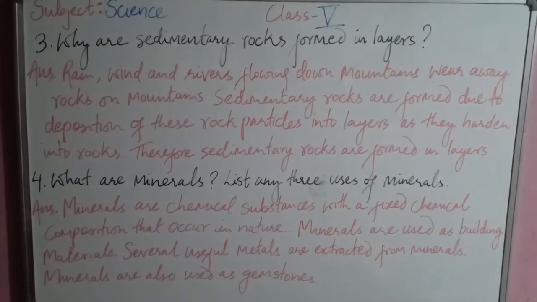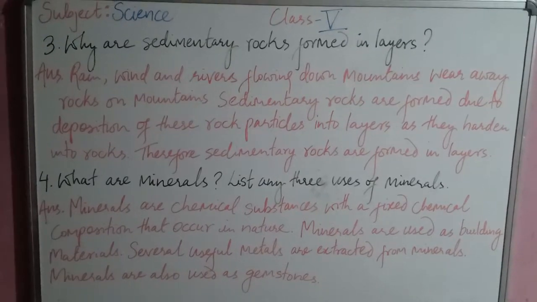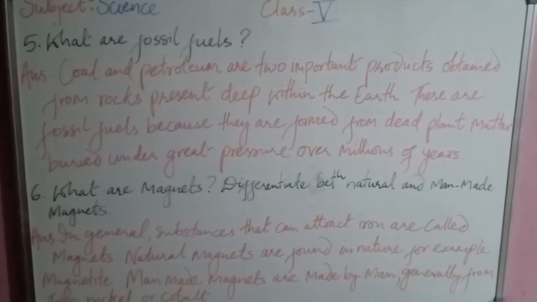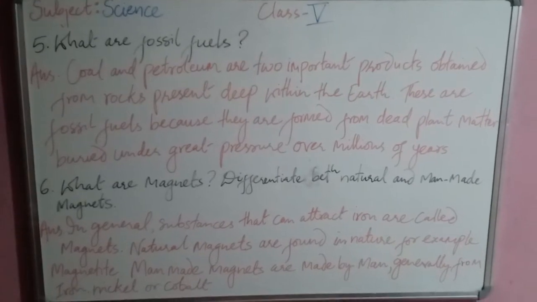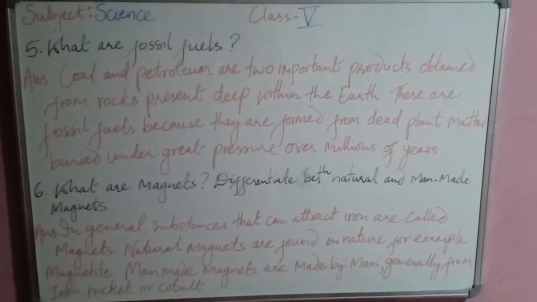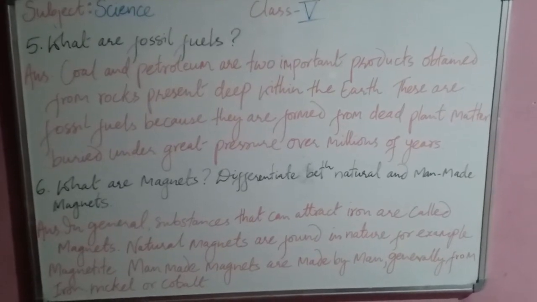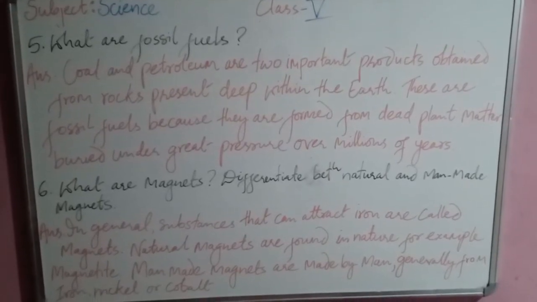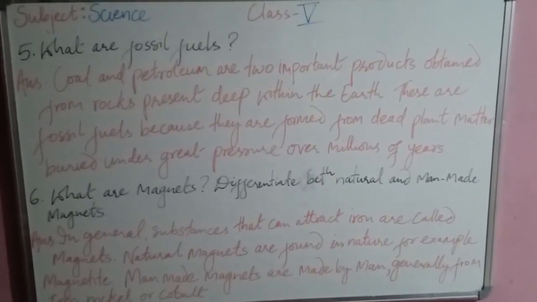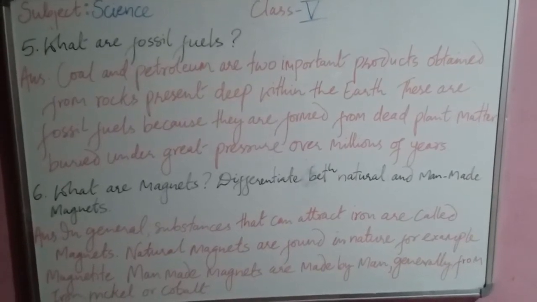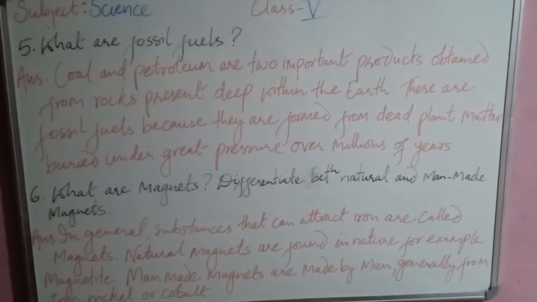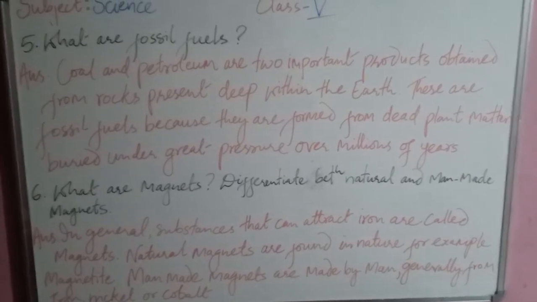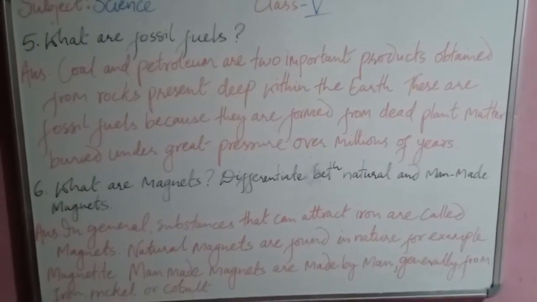Okay. So the next question we have is question number 5. What are fossil fuels? You have to write, coal and petroleum are 2 important products obtained from rocks present deep within the earth, full stop. These are fossil fuels because they are formed from dead plant matter buried under great pressure over millions of years.